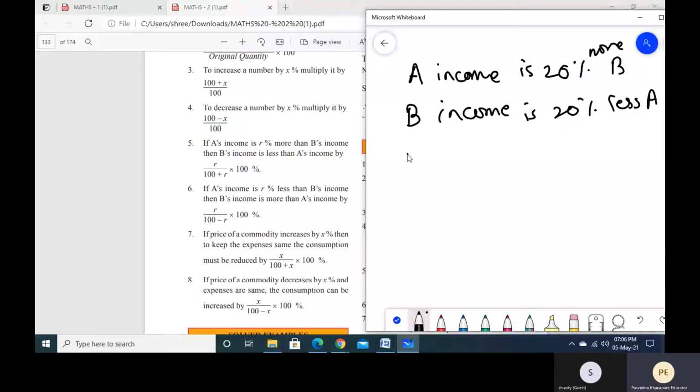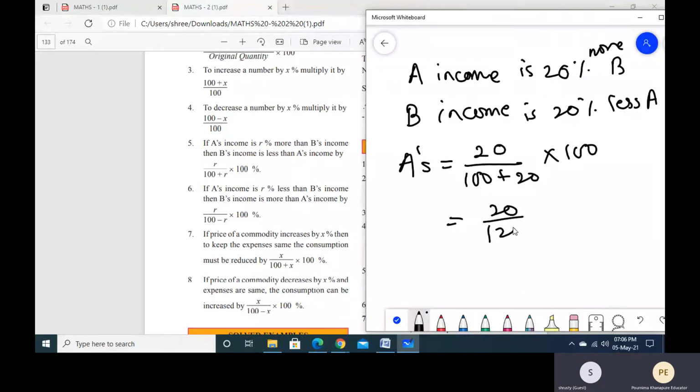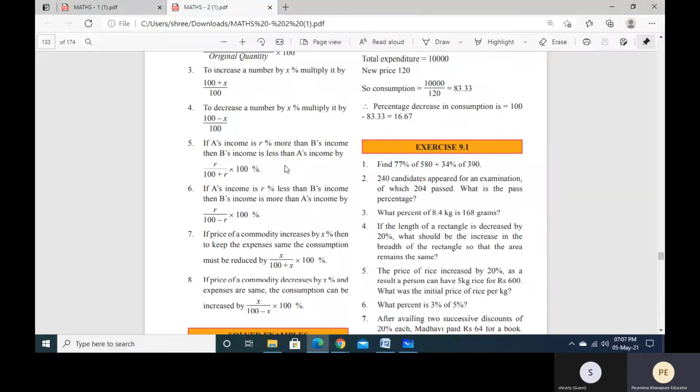So how to find the income difference? It would be 20 upon (100 + 20) into 100. That's 20 upon 120 into 100. So the 10 will get cancelled. We have 200 upon 12. 12 sixes are 72, remainder 8, so 16.6. Okay, like that. If it is less, then just subtract it.